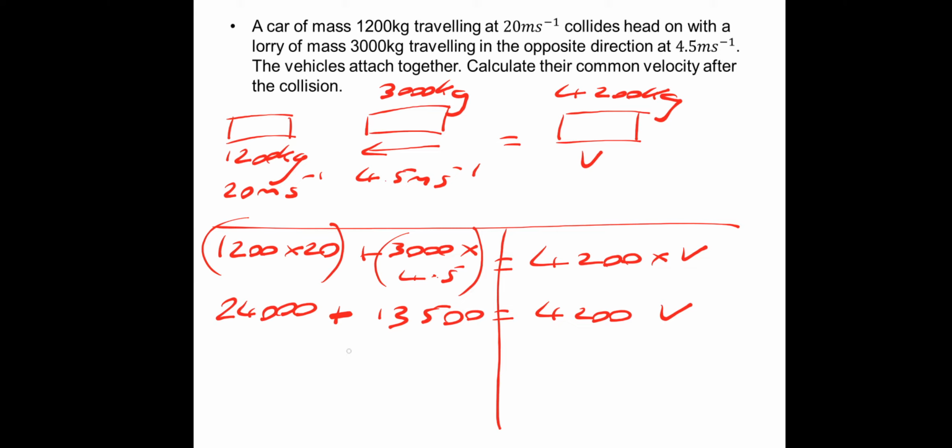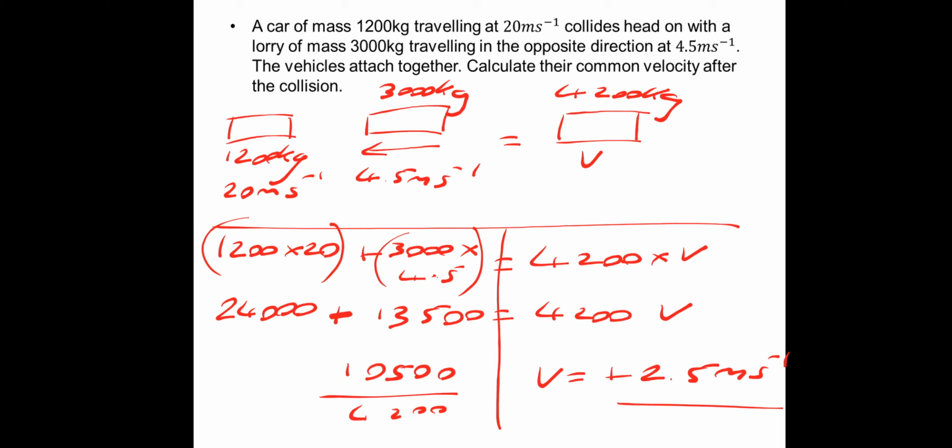So we just need to do 24,000 minus 13,500 and then divide by 4,200. So that would be 10,500 divided by 4,200, which gives a velocity of plus 2.5 meters per second. The plus means that it's going to the right, as we took right as positive with this one. The 4.5 meters per second we took as negative, as it was moving in the opposite direction. So the system would in fact be moving 2.5 meters per second to the right. Hopefully that's okay. Let's move on.